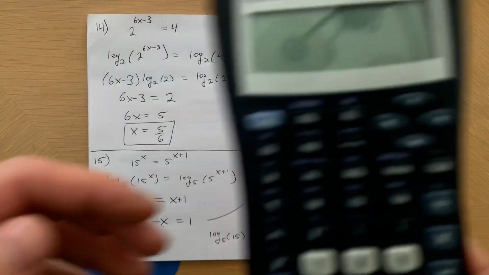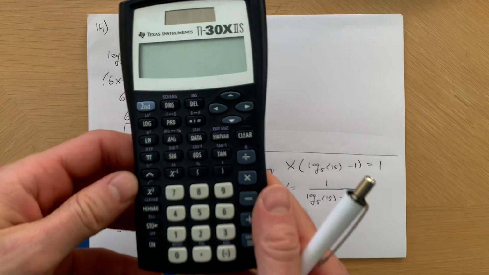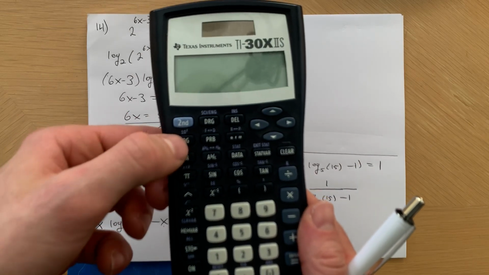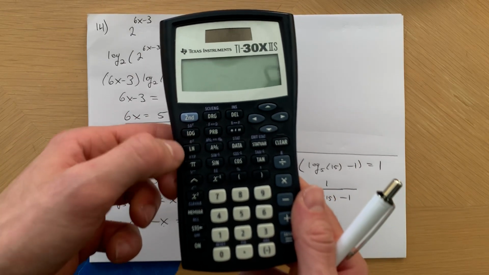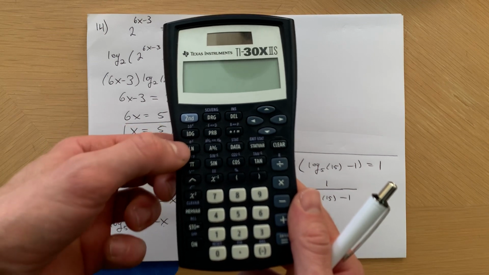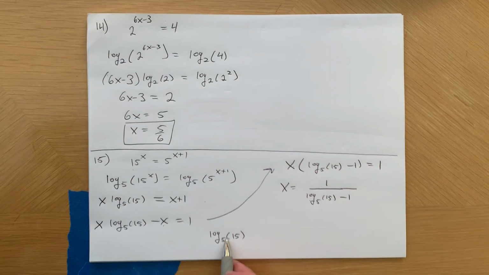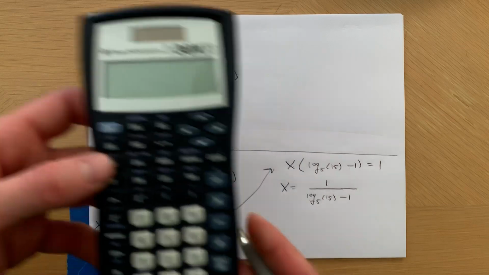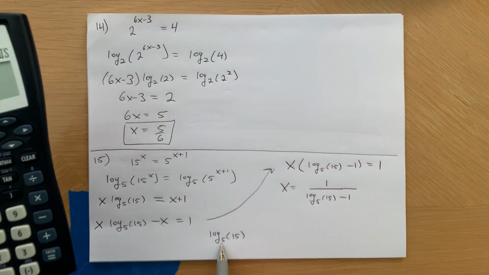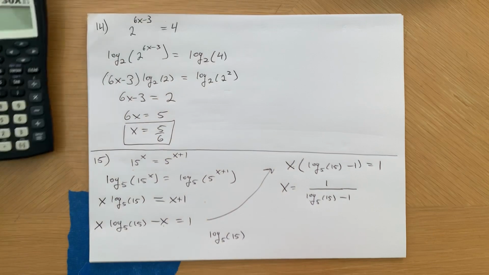Can you see that? Right here, most calculators are going to have either just a log button, which means base 10, or this natural log button, which just means base e. So we want to use either of these buttons, but we can't just use it directly because the base here is 5. So we want to use something called the change of base formula.